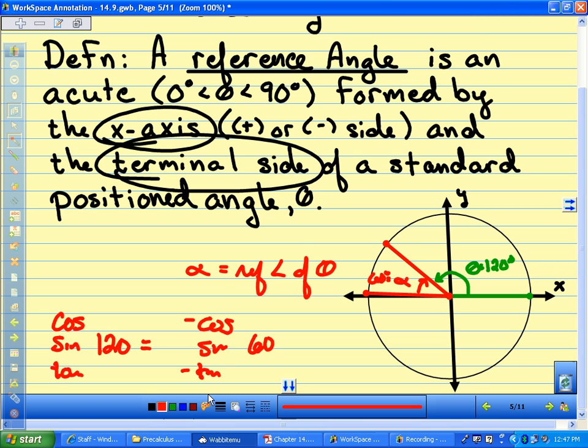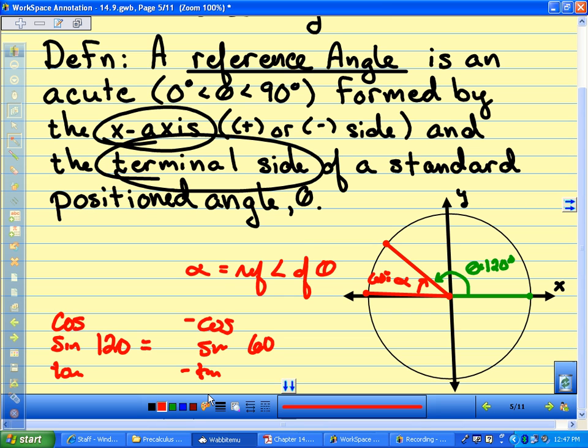So what would be a quadrant 2 angle that would have a reference of 45? What's the quadrant 2 angle that behaves the same way as 45? 180 minus what would leave me with 45? 135. 135 acts the same way as a 45. What's going to act the same as a 30? 150. 150 will be the same as a 30, with the exception of that plus or minus.